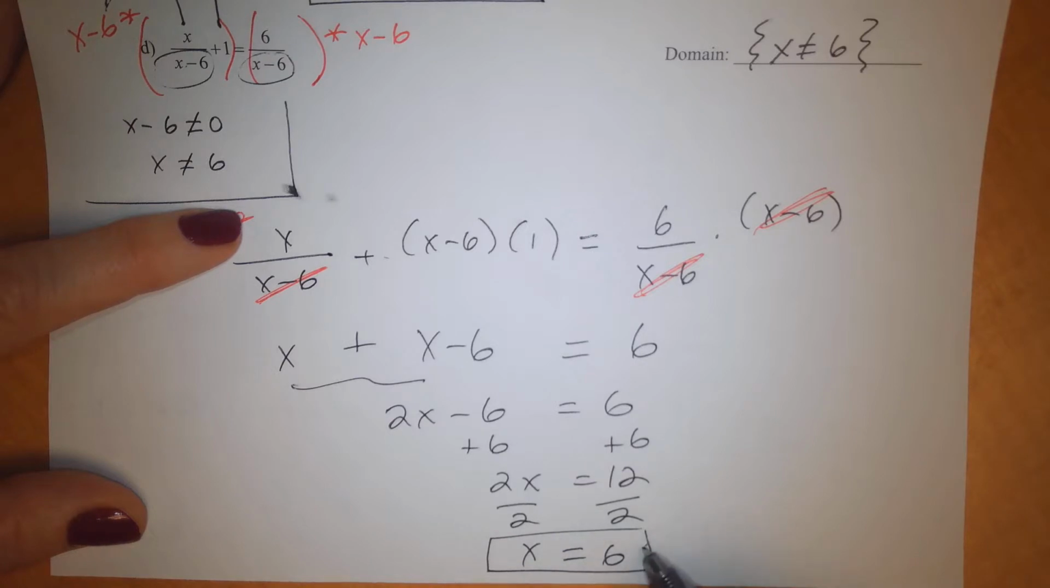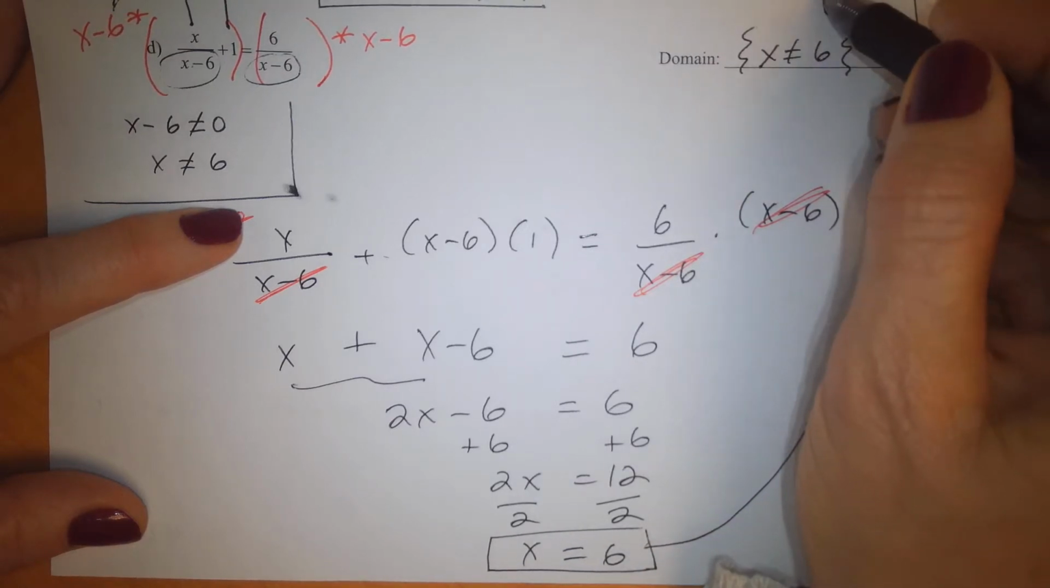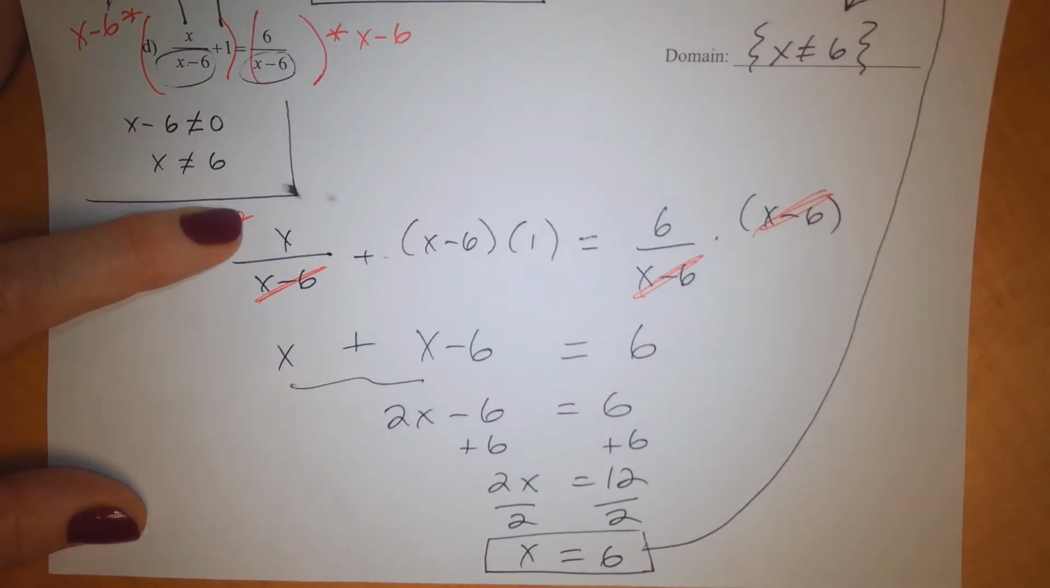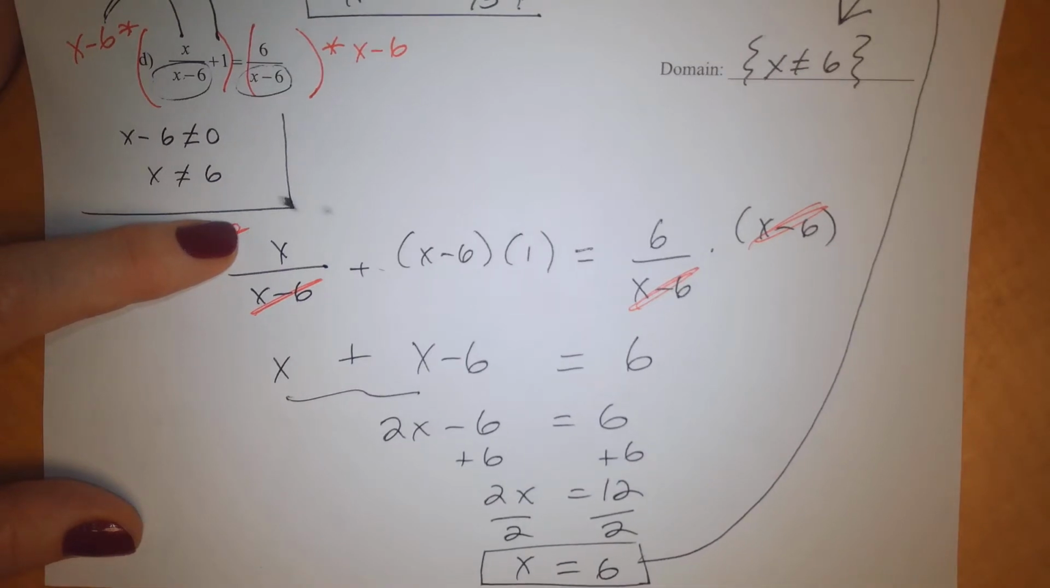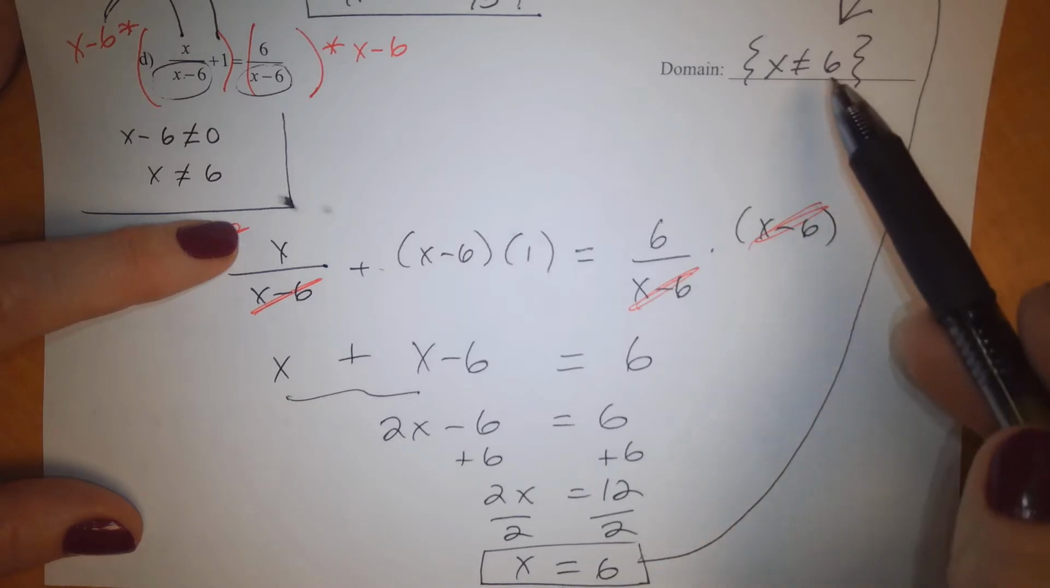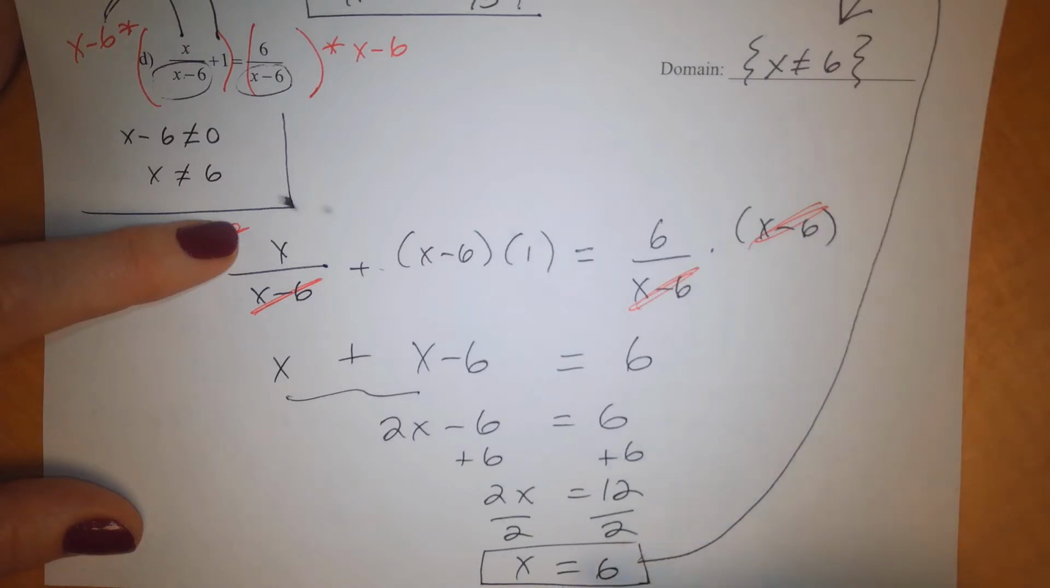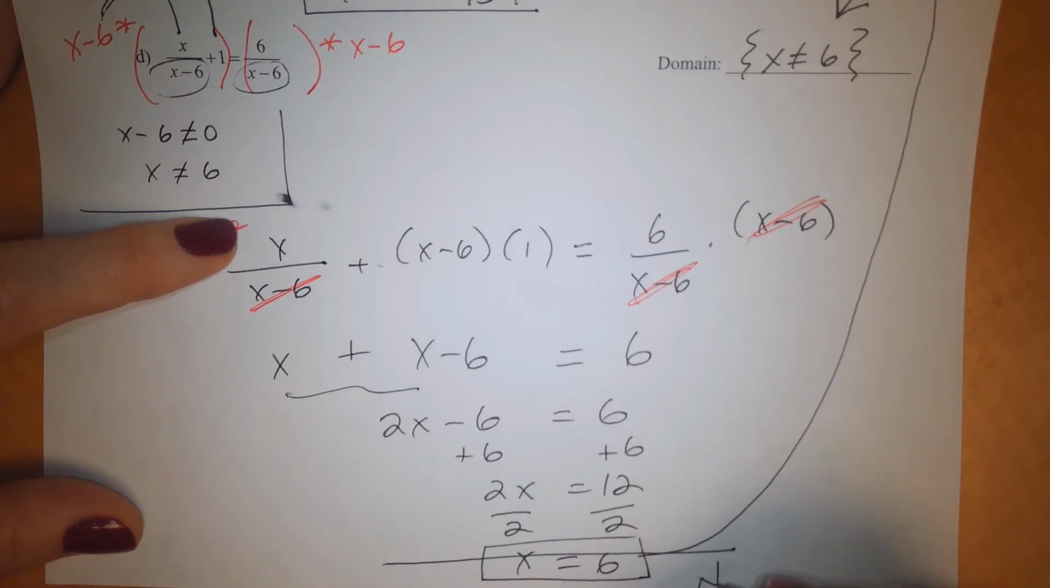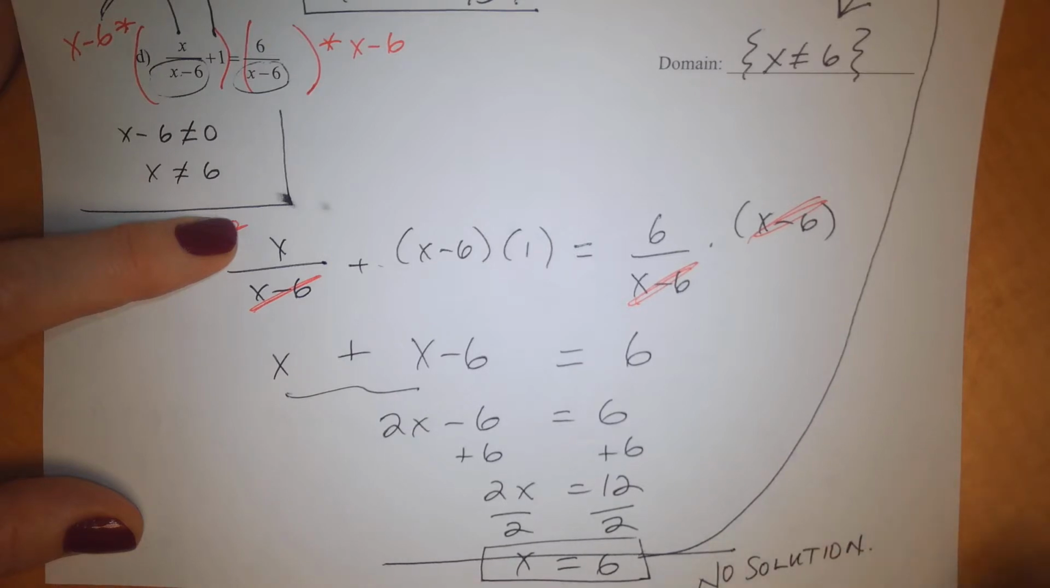But wait. What did I just get done saying? In the domain, x cannot be 6. But in the solution, we said x is 6. So, when you find a solution, but it's not in your domain, then it's actually not a solution at all. Since there were no other solutions, that means there is no possible solution to this equation.